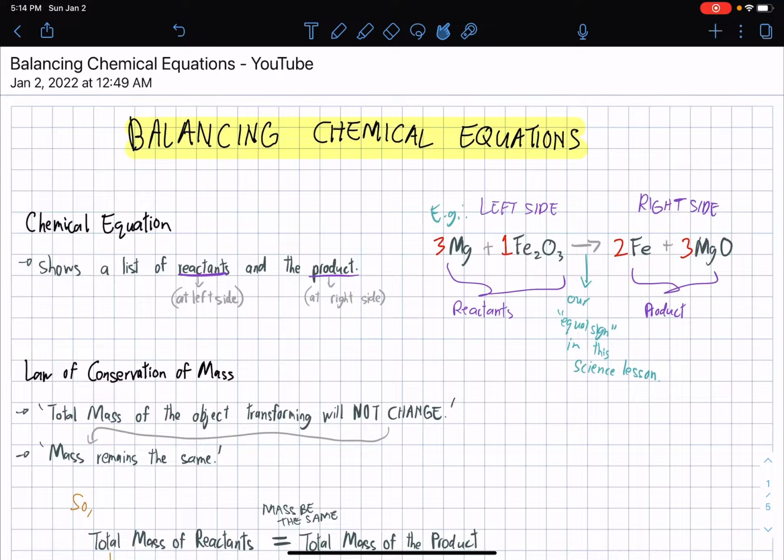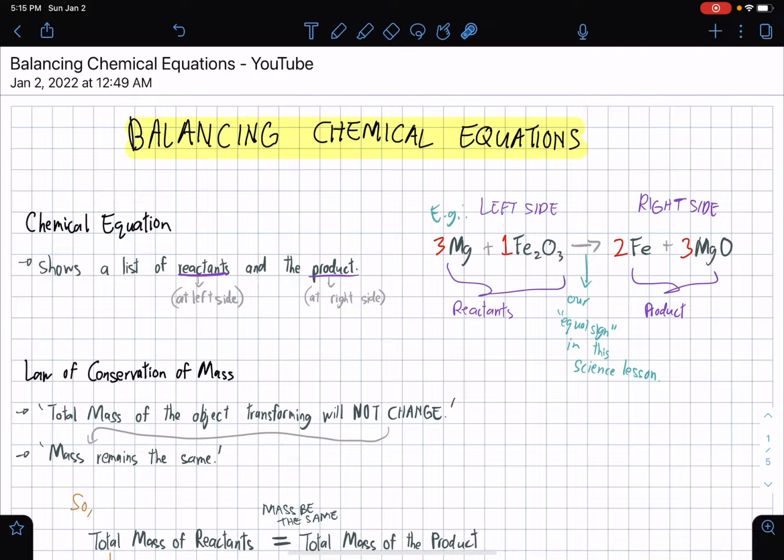In this video, we will be talking about the lesson of balancing chemical equations. So first, let's start with the definition of what a chemical equation is. A chemical equation shows a list of reactants at the left side and the product at the right side. As you can see in this example, the chasm between the left side and the right side is the arrow sign that goes to the right.